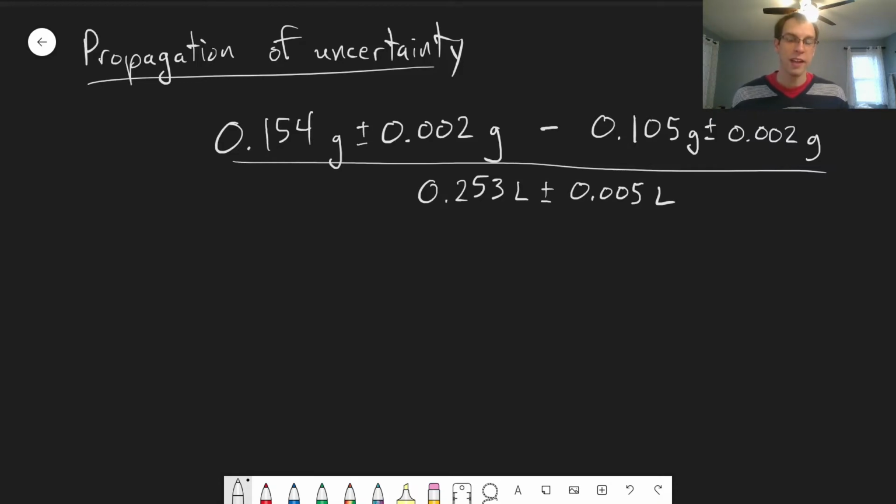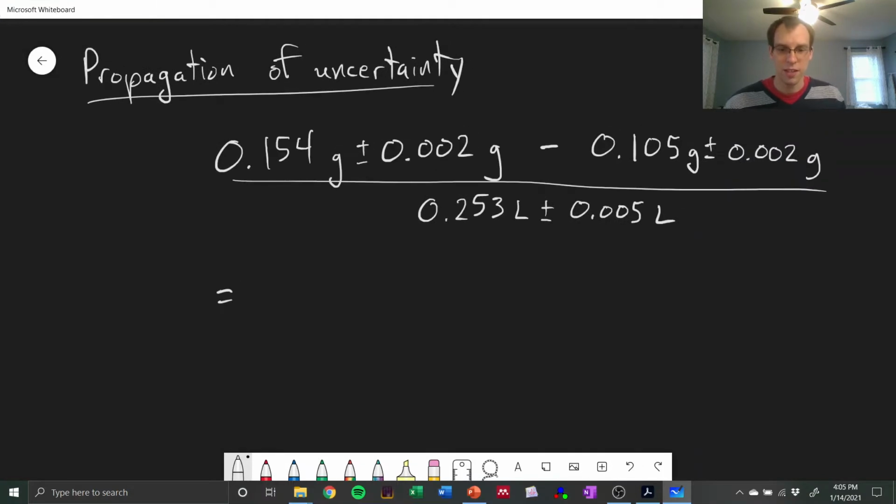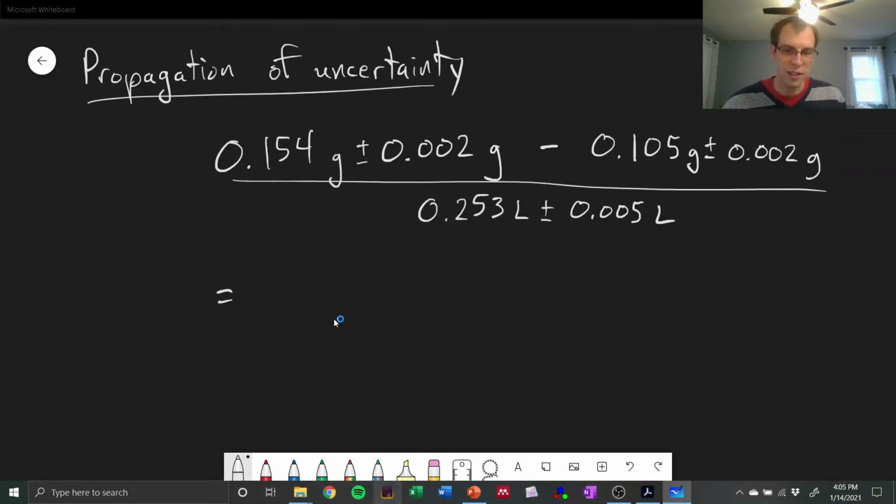Now, each of these has an uncertainty associated with it. The calculation itself is really straightforward. You just subtract 0.154 and 0.105, take the difference between those two and divide by 0.253, and that'll give us the concentration in grams per liter. Now, the question is, what is the uncertainty in the result? That is what the propagation of uncertainty is, the question we're trying to answer.